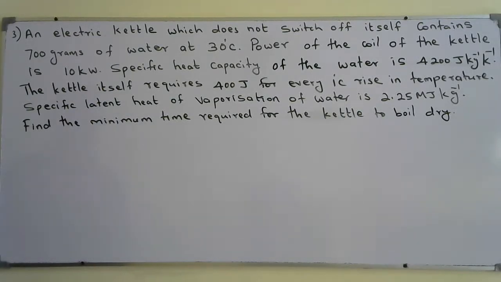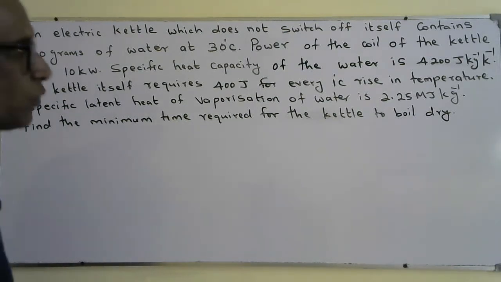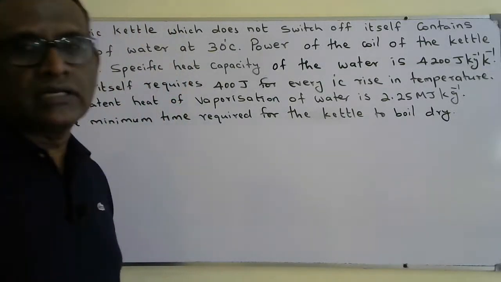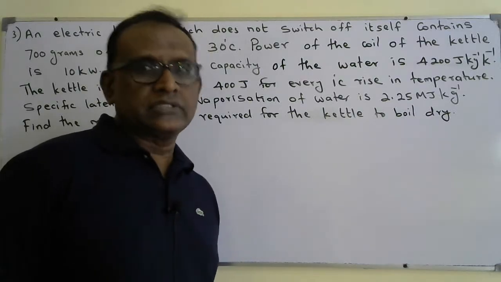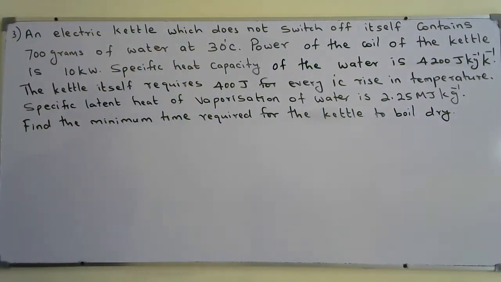Okay, so the third question: an electric kettle which does not switch off itself contains 700 grams of water at 30 degrees Celsius. Power of the coil of the kettle is 10 kilowatts. Specific heat capacity of the water is 4200 joule per kilogram per Kelvin. The kettle itself requires 400 joules for every 1 degree Celsius rise in temperature. That's called heat capacity, not specific heat capacity, but that word is not much used in your syllabus.